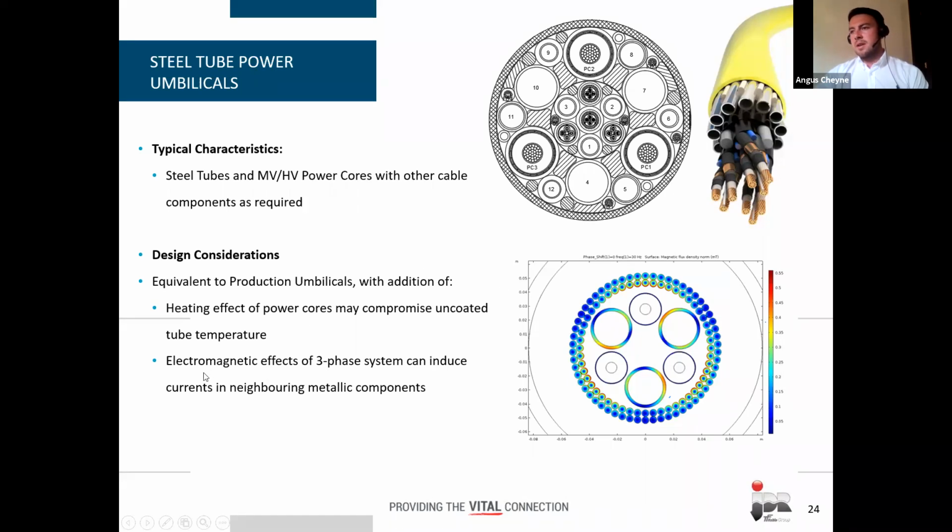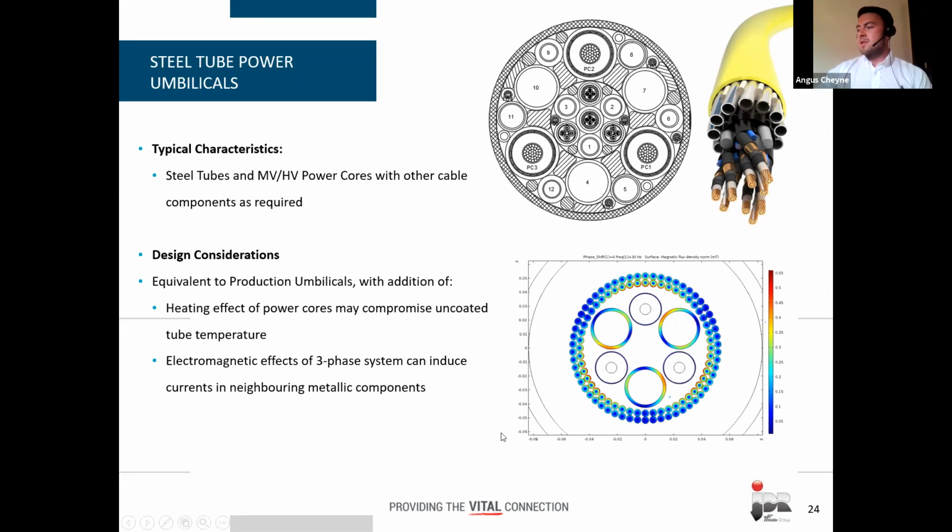Additionally to that, the electromagnetic effects of having a three-phase system in a bundle with a number of metallic components can also result in induced electrical effects, induced voltages in those components. So it's very important to perform an electromagnetic analysis as well as a thermal analysis to assess the level of these electrical effects and whether any mitigations would be required.